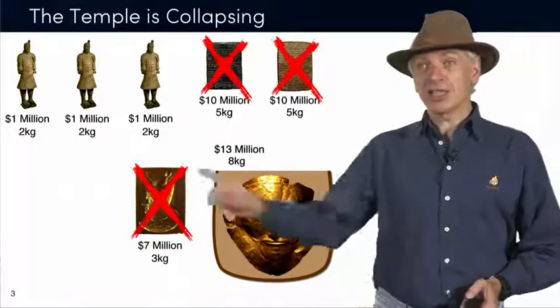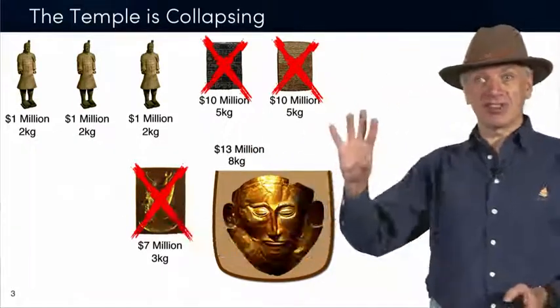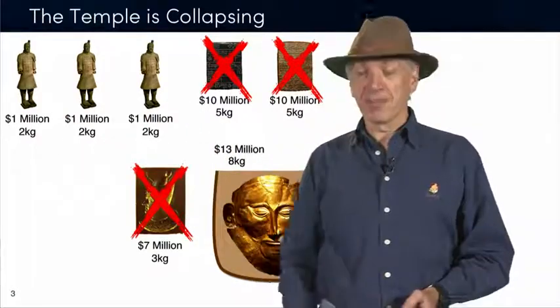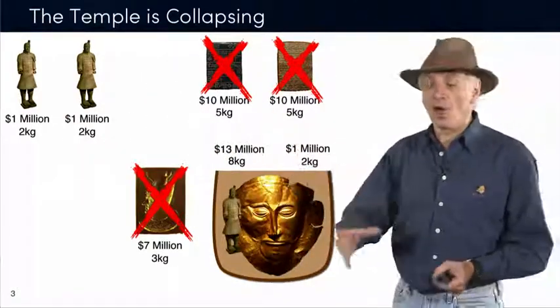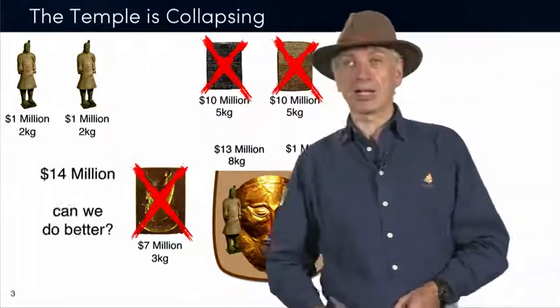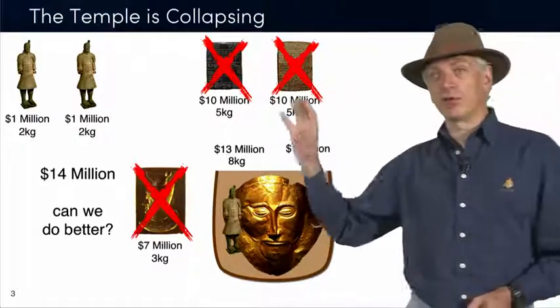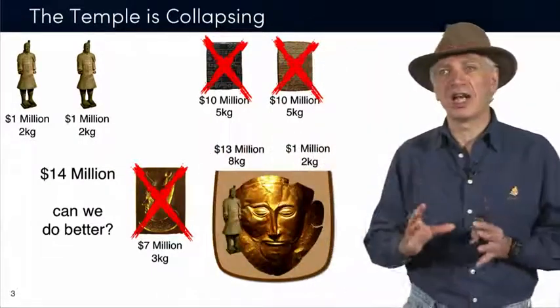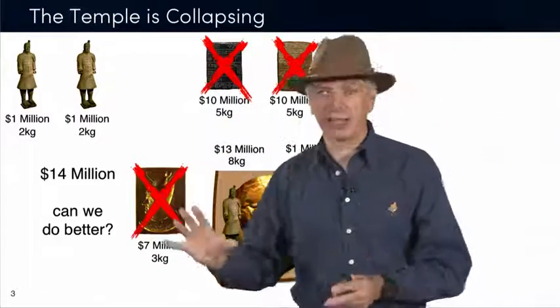Okay, so essentially, these items cannot be selected anymore. The only thing which is left are the warriors there. And Indiana Jones is going to select one of them and then exhaust the capacity of his knapsack. Okay, the value here is exactly 14 million, and the whole point of this class is going to say, can we do better than this?